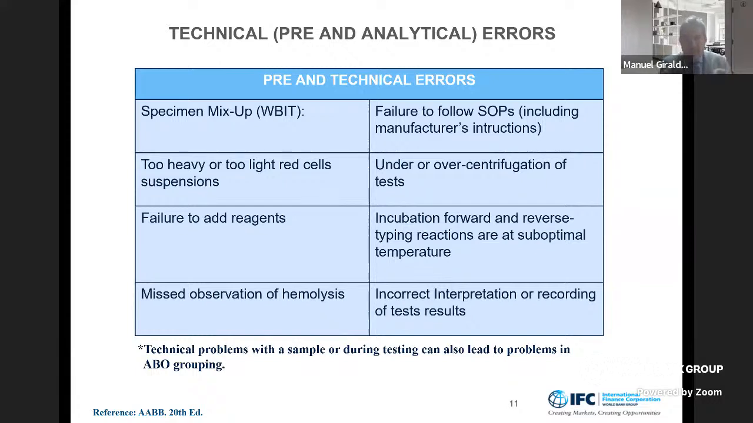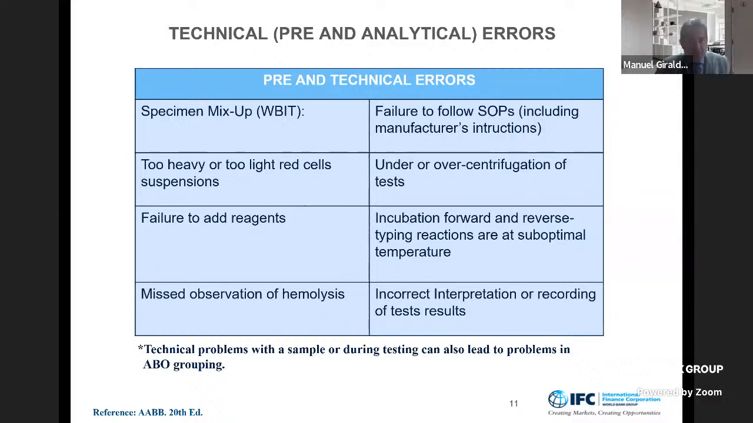So look at these examples. The first one is obviously a pre-transfusion error that could happen if you mix up the blood in the wrong tube, or if you take the sample from the wrong patient. There's a WBIT, wrong blood in tube, excuse me. Most of the issues happen because we don't have strong policies and protocols, or we don't follow the policies and protocols, right?